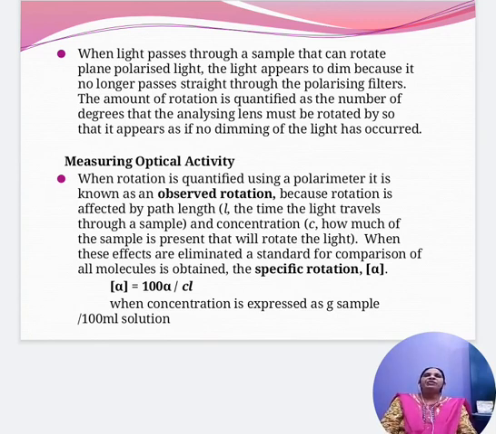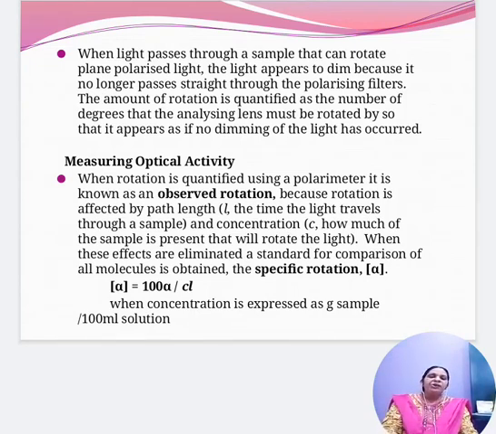So what you're going to do? Now you're sending the polarized light into the sample. The sample tube contains the sample. So what happens? The polarized light is deviated. It is rotated by an angle, thereby causing dimming of the light reaching the analyzer.